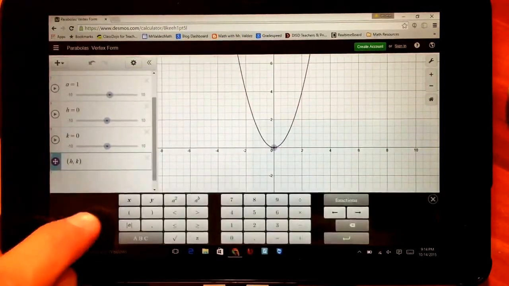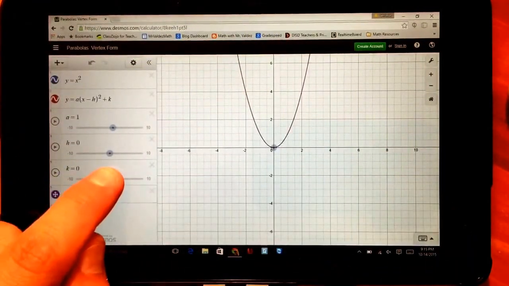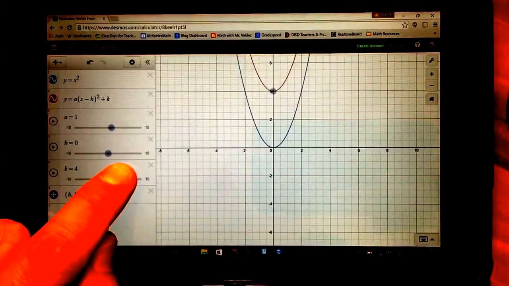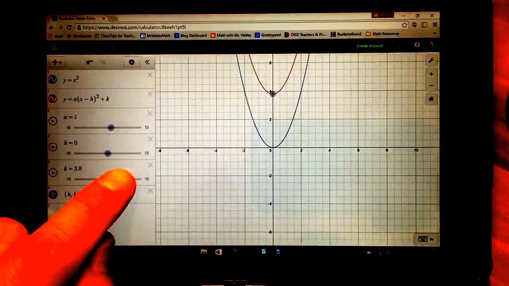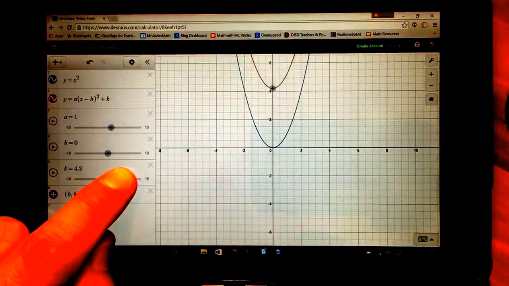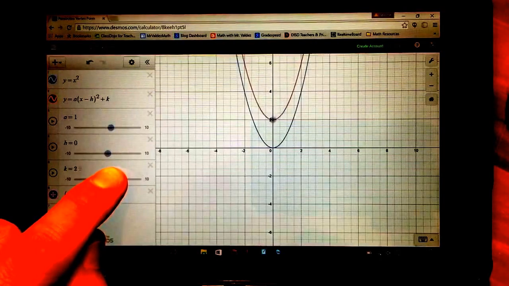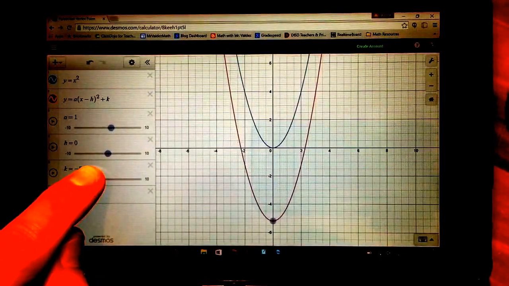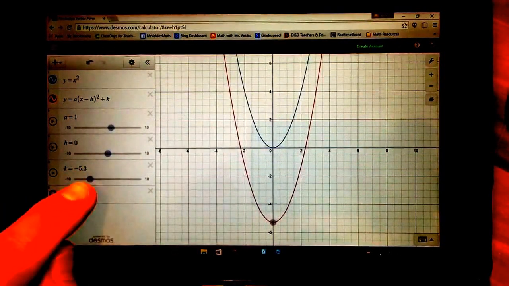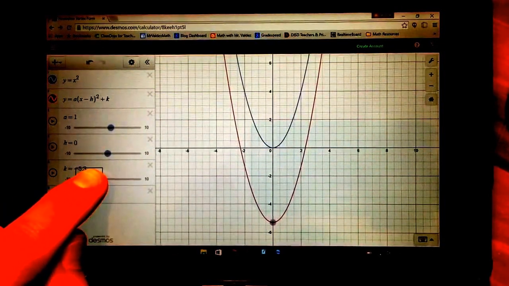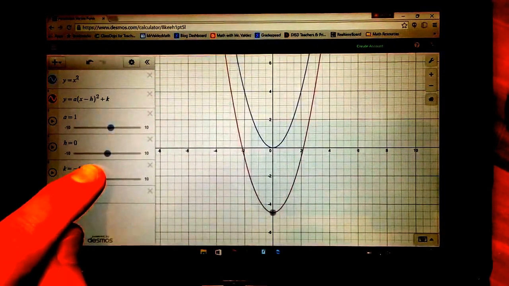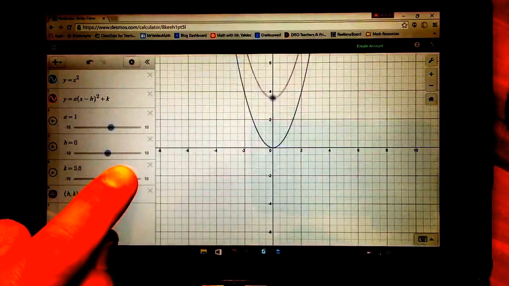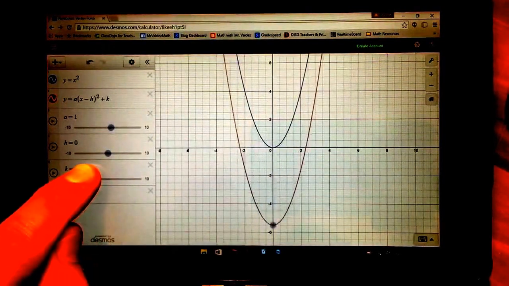So let's take our slider and move this. I'm going up to 4, so that's a k value of 4. So when k equals 4, it has risen 4 units. We can slide it down. Now my k value is negative 5, negative 5.3. Sorry, my touch screen is real sensitive. Okay, so sliding k, changing the value of k, slides the parabola up and down.